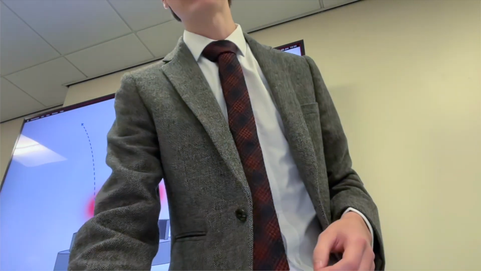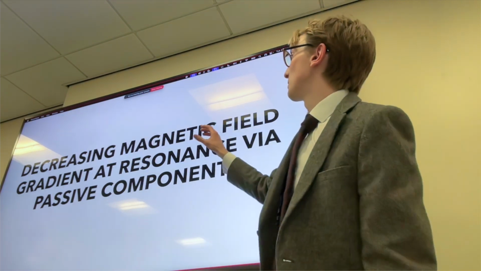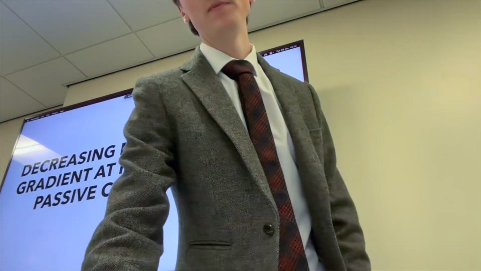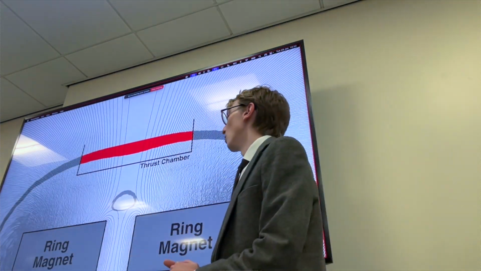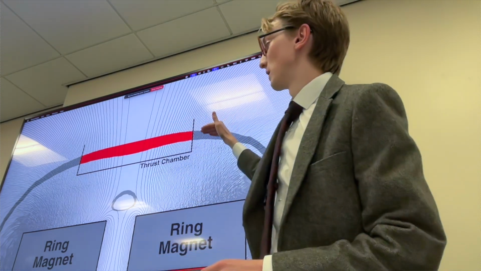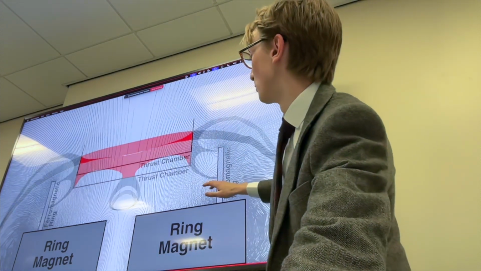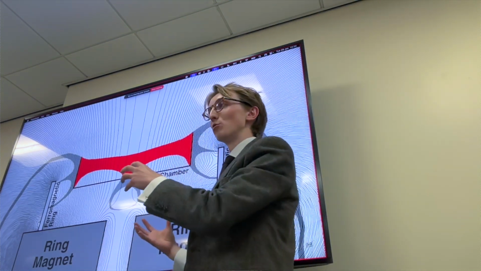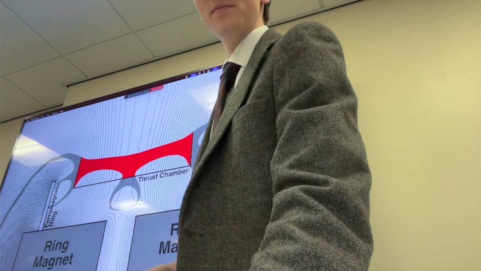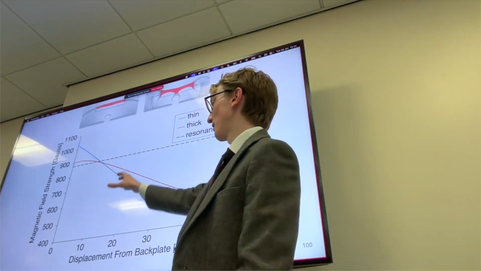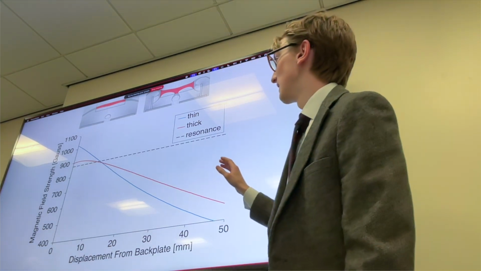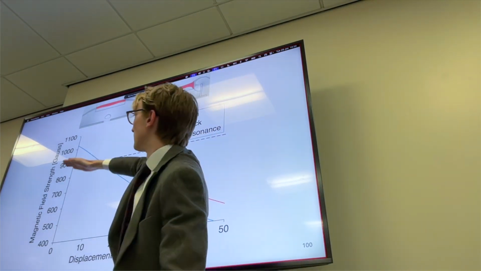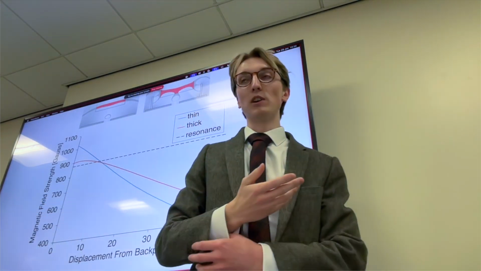So this leads me on to my second test campaign, which was studying decreasing magnetic field gradient at resonance via passive components. So here's a magnetic field model of the thruster, and here you can see the thin red resonance region. And when we add the iron ring, the ferromagnetic ring, we can see that it's stretched and pulled, and we get this thicker red resonance region. We can plot the magnetic field strength over displacement, and here you can see for the thick red resonance region, the red line, we can see that the gradient is a lot shallower. So this explains why the resonance region is thicker.